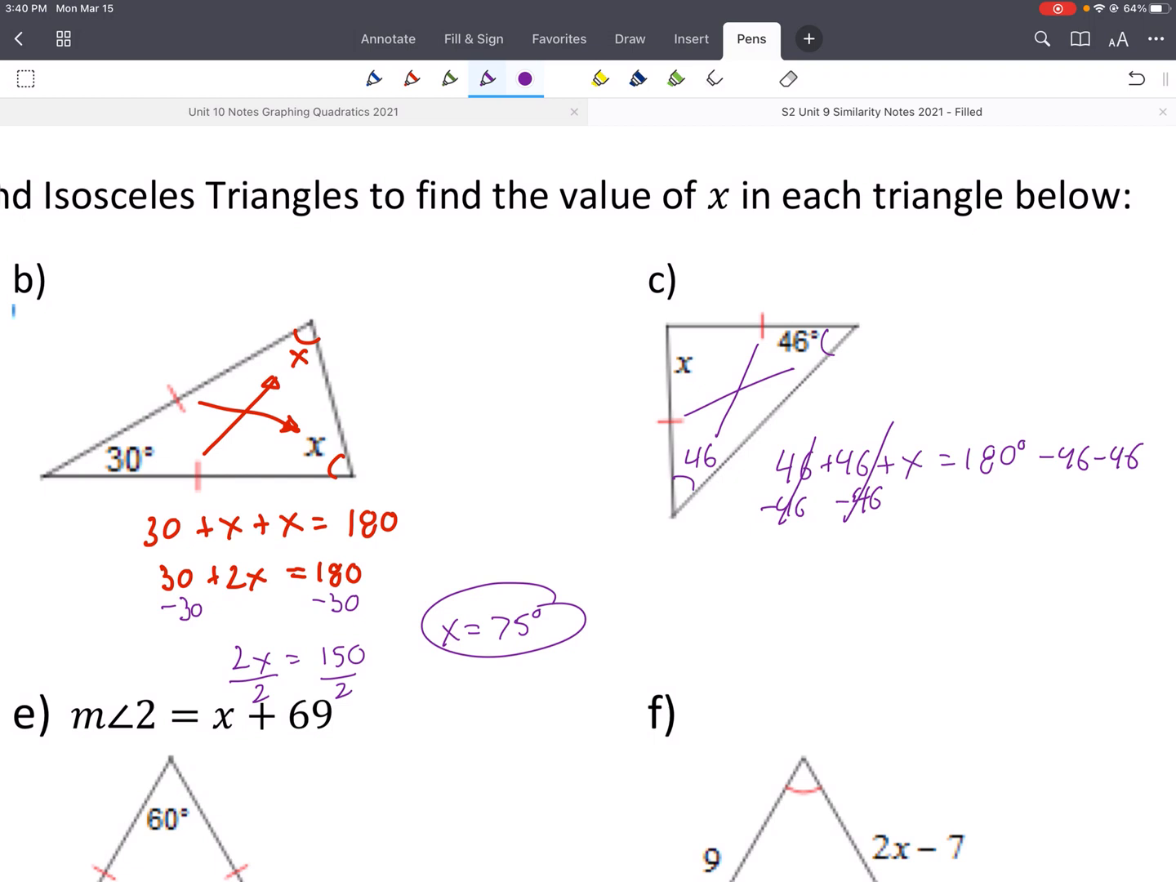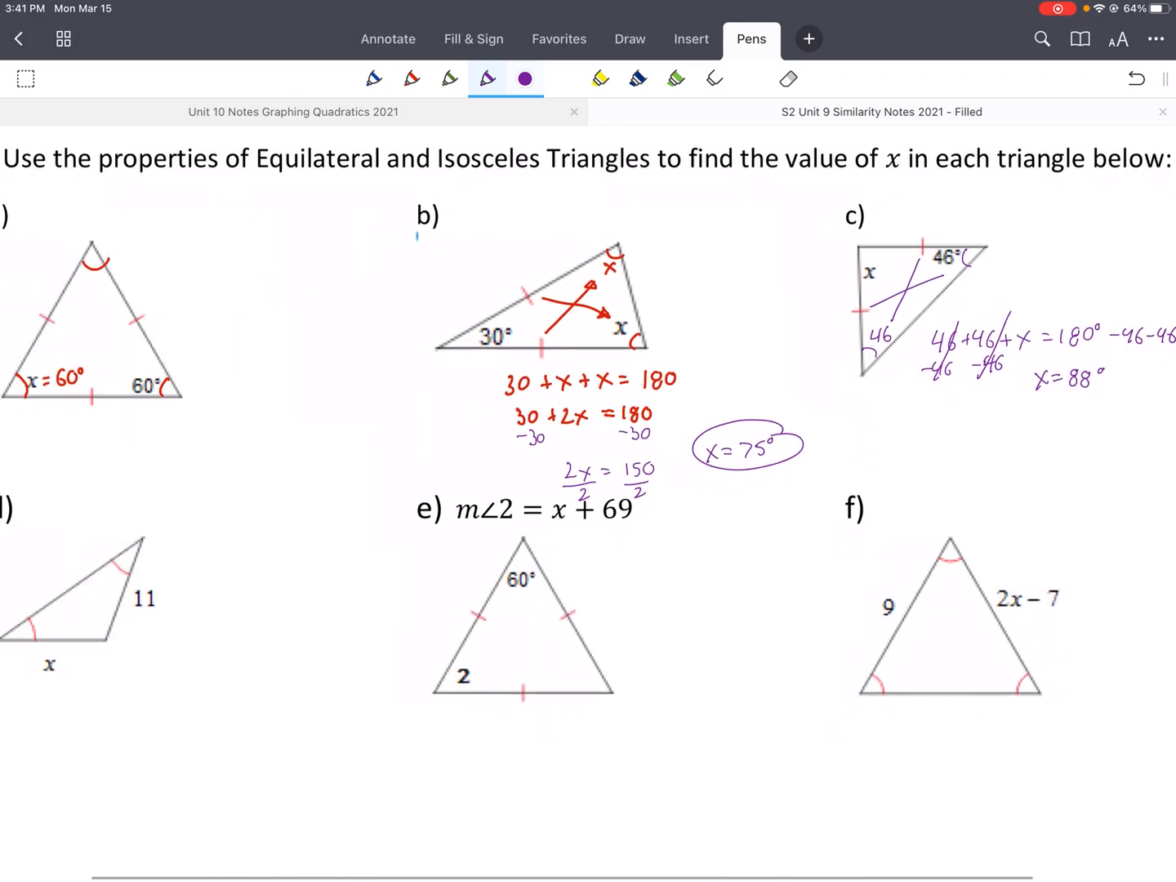And we just end up getting 180 minus 46 minus 46. Looks like that gives us x is equal to 88 degrees. There's not percent, degrees. Okay? All right, so here's some other examples.